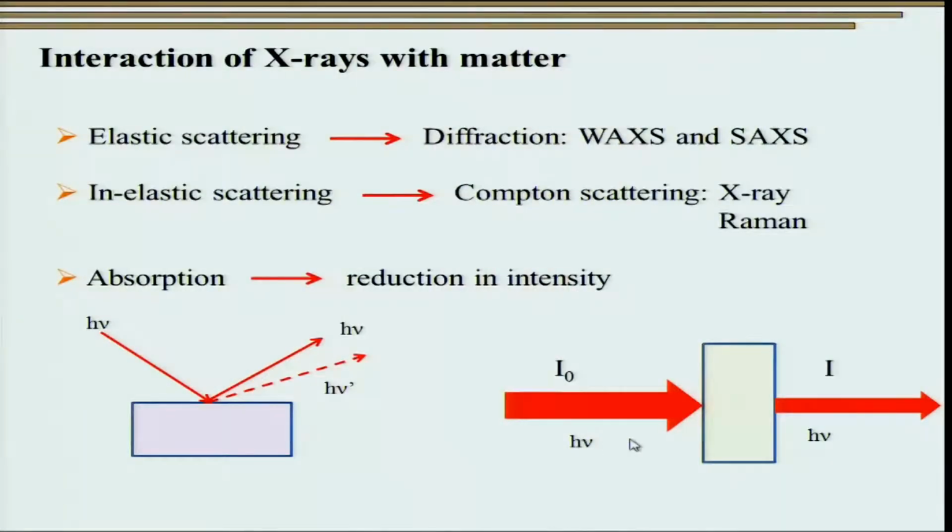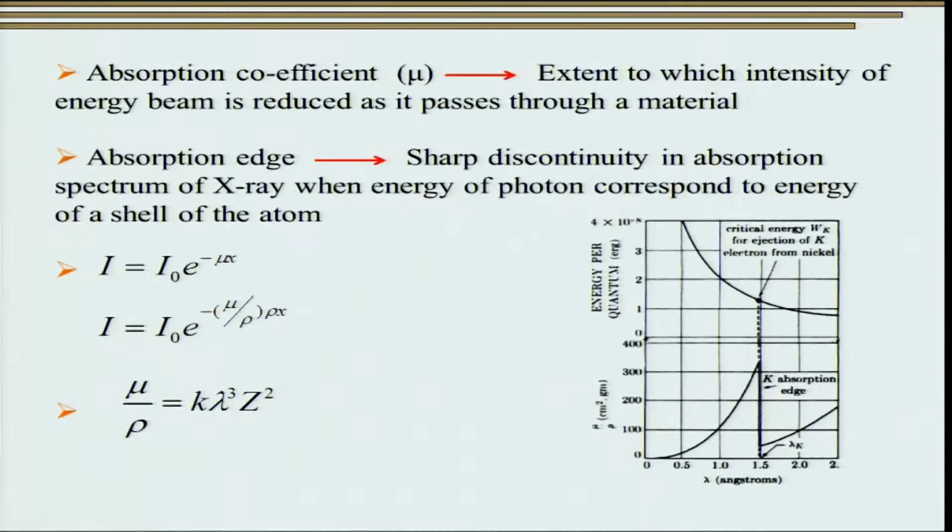So, herein you can see that there is a decrease in intensity of the X-ray as it passes through a material. The extent to which this decrease in intensity occurs depends on the absorption coefficient mu, which essentially decides the extent to which intensity of the energy beam is reduced as it passes through a material. The absorption edge that we had seen earlier is essentially a sharp discontinuity in the absorption spectrum of X-ray when the energy of the photon corresponds to the energy of a shell of the atom.